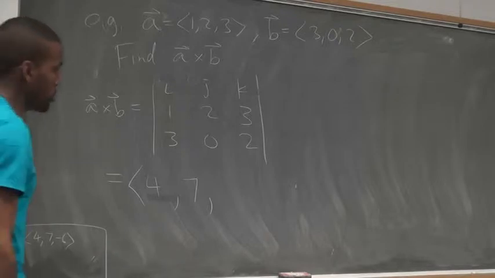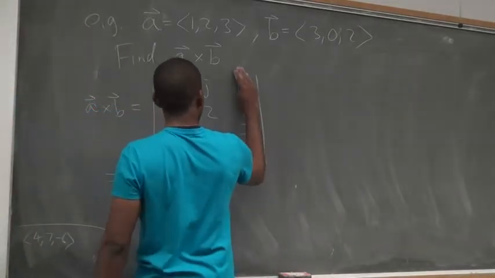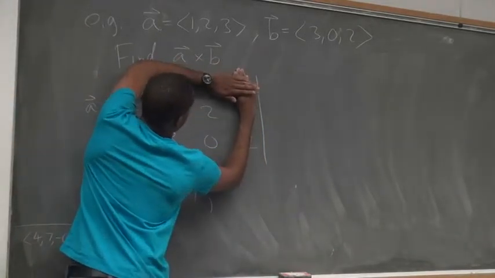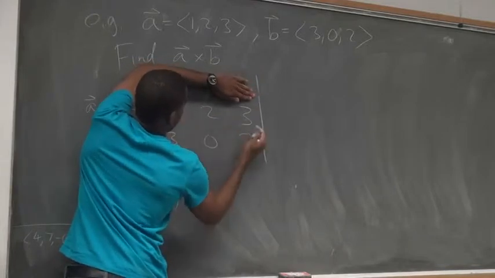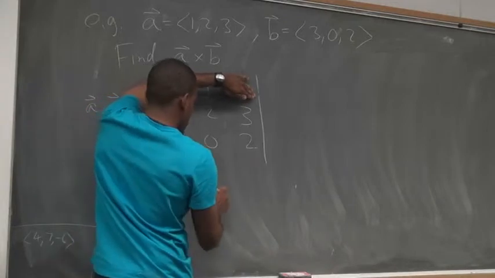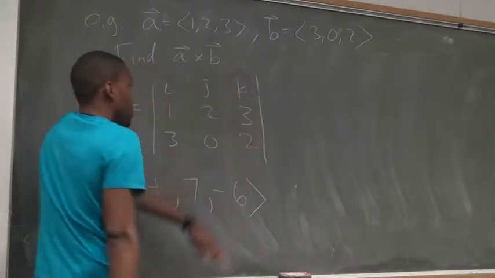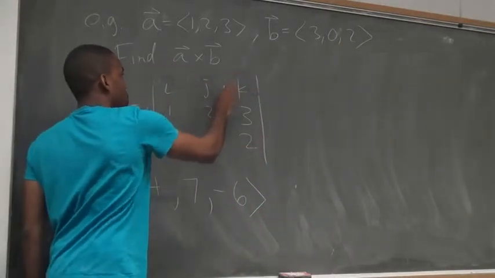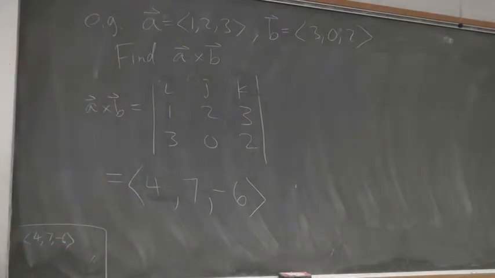Okay, now we move on to the k. Take out everything in that column and that row. Now we have 1 times 0, 0, minus 2 times 3, which is negative 6. Right? And that takes on a plus sign, so you don't change the sign. So yes, 4, 7, negative 6 is the cross product of that.